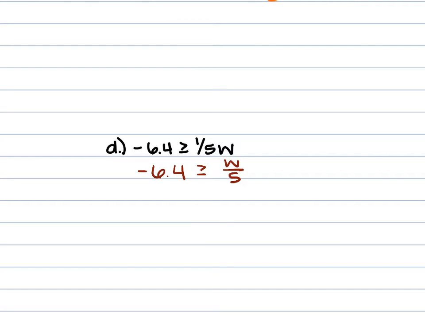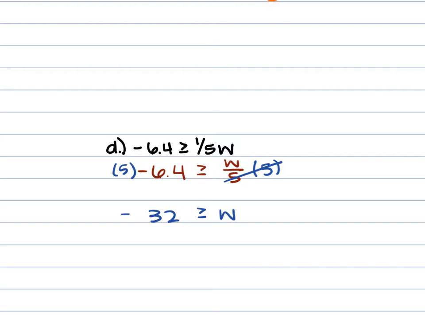So in order to get that 5 away from that W, we're going to do the opposite of division and multiply it by each side. So we're going to multiply this side by 5 as well as this side by 5. So these 5's cancel, and we're just left with W. We're going to write down our inequality sign and do the 5 times negative 6.4. A positive times a negative is a negative, and 6.4 times 5 gives us 32.